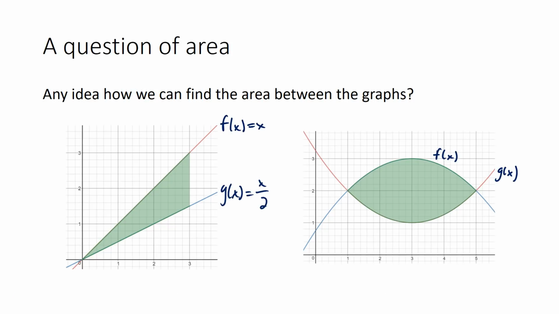So, any idea how we can find the area between the graphs? So looking for the green shaded area here and the green shaded area here. If you want to pause the video and give it a shot, you're welcome to do so.